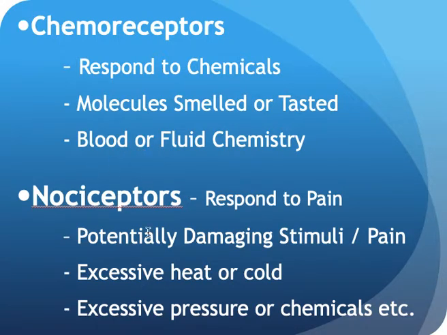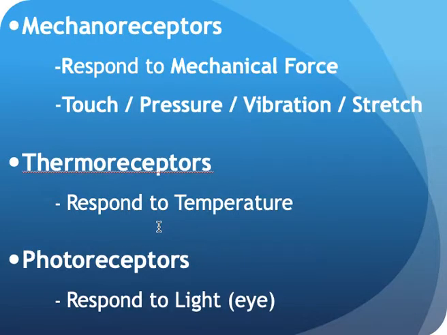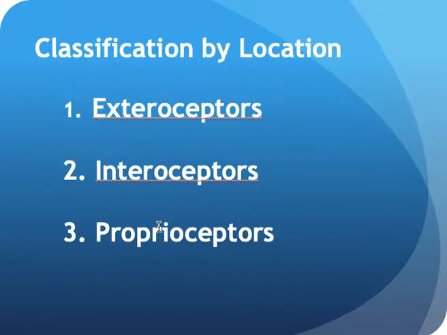And then this is always a big question too: the nociceptors, and they're going to be the ones that respond to pain. So anything that's potentially damaging, excessive heat, cold, excessive pressure, excessive chemicals that are dangerous to the body, are all going to stimulate these nociceptors. So again, good multiple choice questions just to know the five types of receptors and to know what stimuli they're monitoring for us.